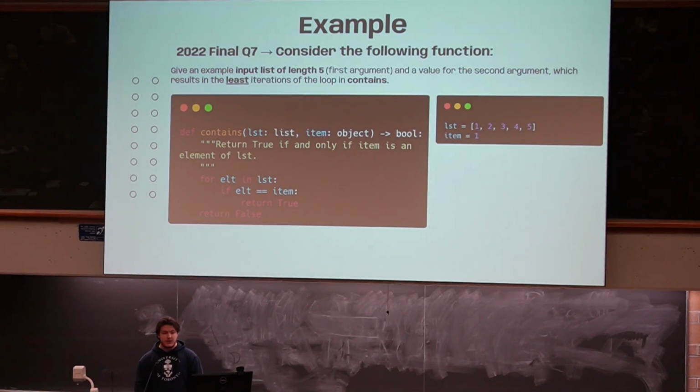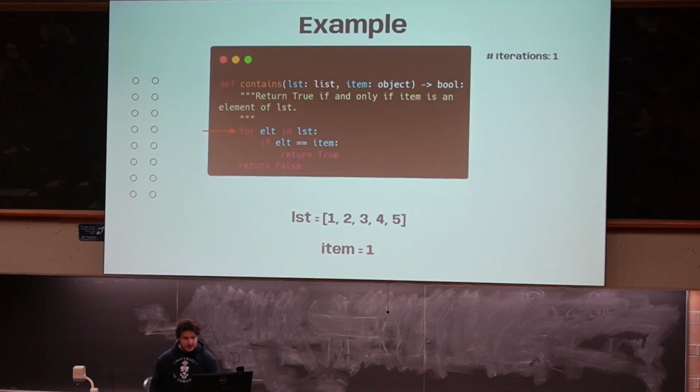So the example here is the list of numbers 1 through 5. The item you're looking for is 1. Enters the iteration. First thing I look at is 1. Okay, I'm done. Return true. First iteration. Okay, we made a check.